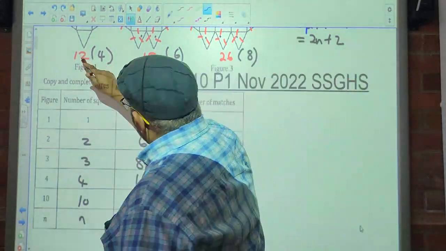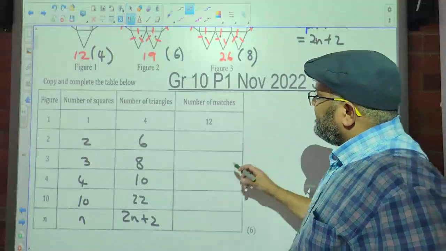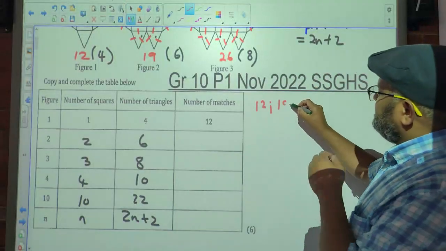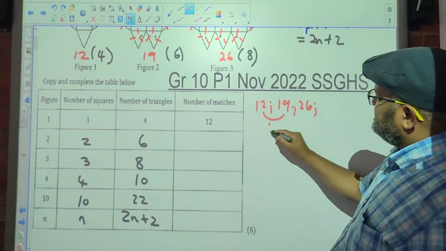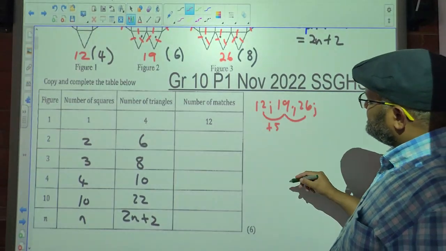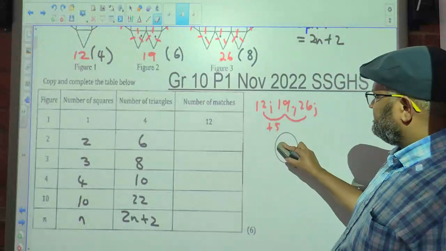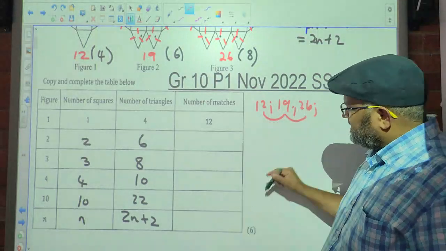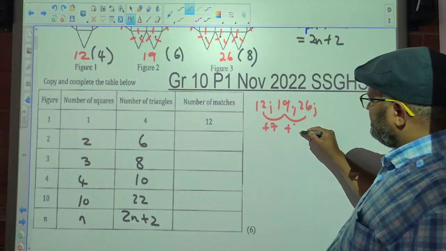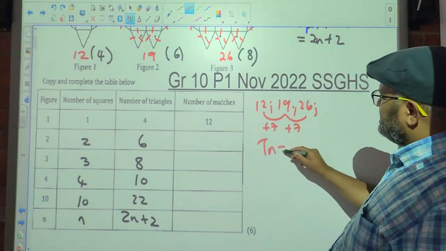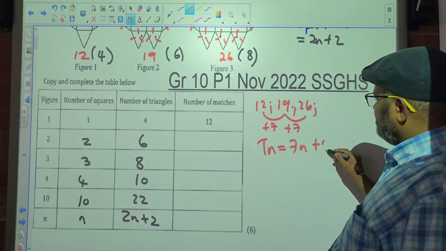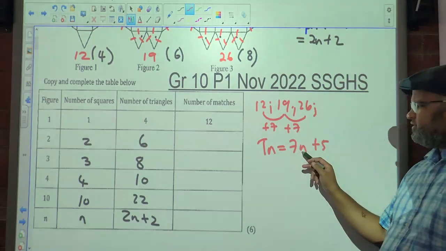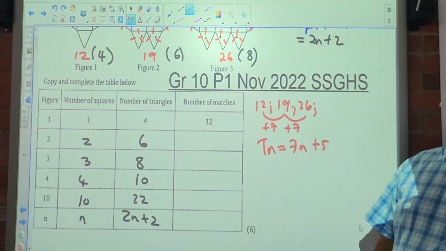Number of matches. Again, we're going to work out the formula. So for the number of matches, it was 12, 19, 26. So how do I move from one term to the next? You're adding 7. You all agree with that? The formula is Tn is equal to 7n plus 5. Is that correct? Term 2 is 14 plus 5, it's 19, yes.